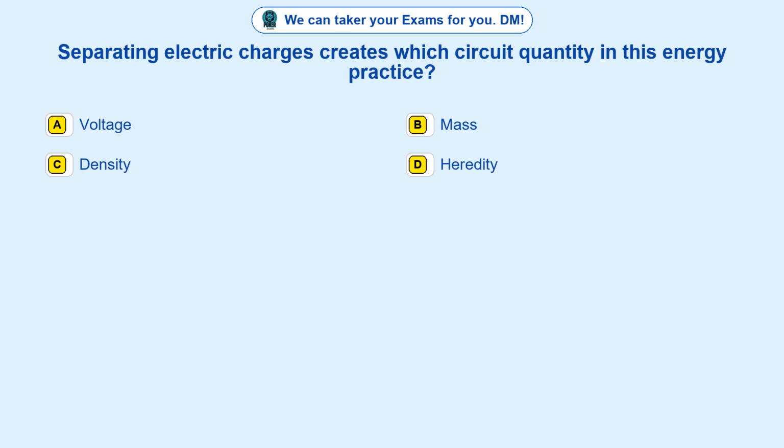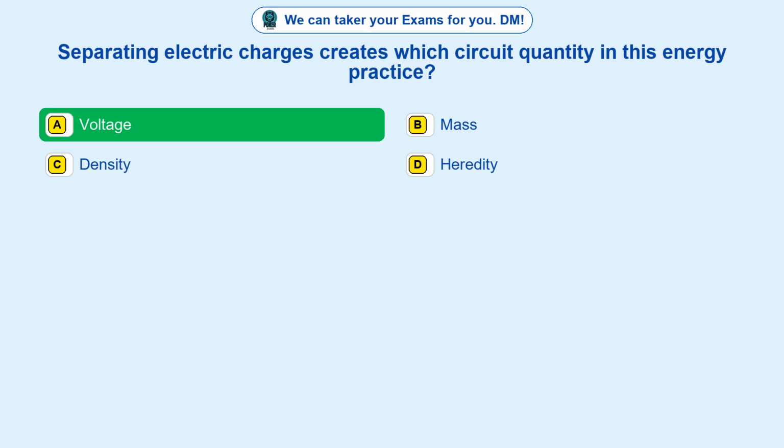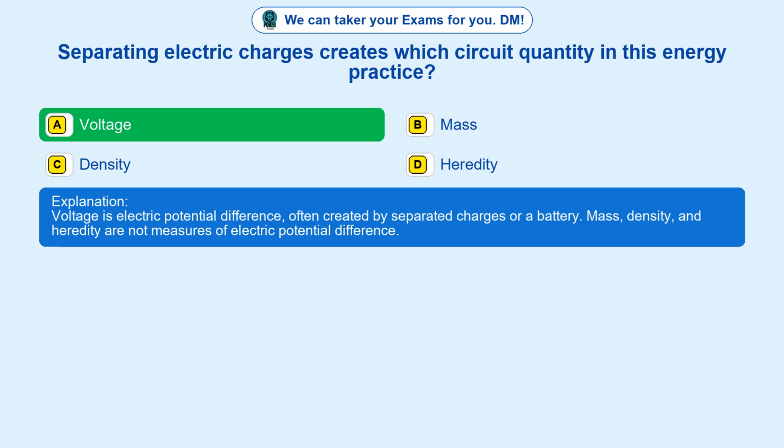Question 70. Separating electric charges creates which circuit quantity in this energy practice? Option A, voltage. Option B, mass. Option C, density. Option D, heredity. The correct answer is option A. Voltage. Voltage is electric potential difference, often created by separated charges or a battery. Mass, density, and heredity are not measures of electric potential difference.